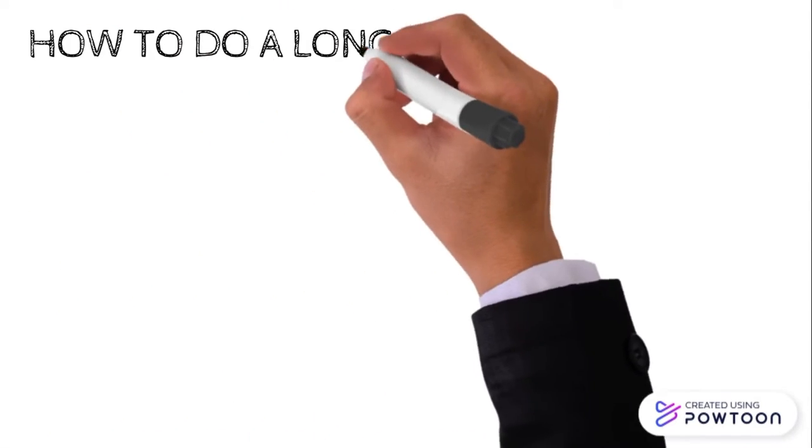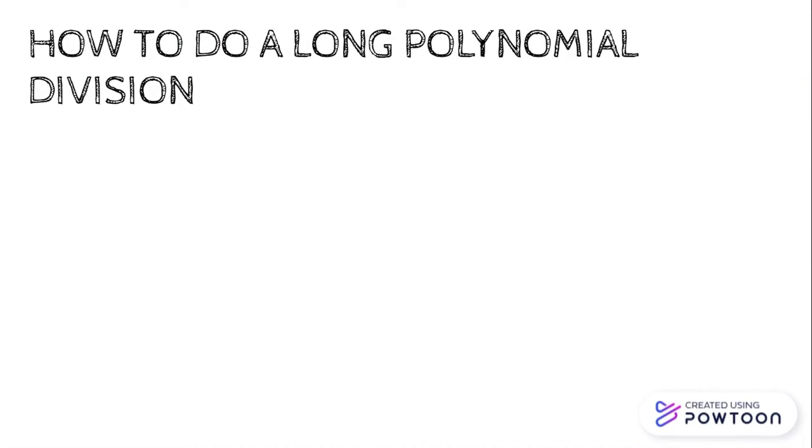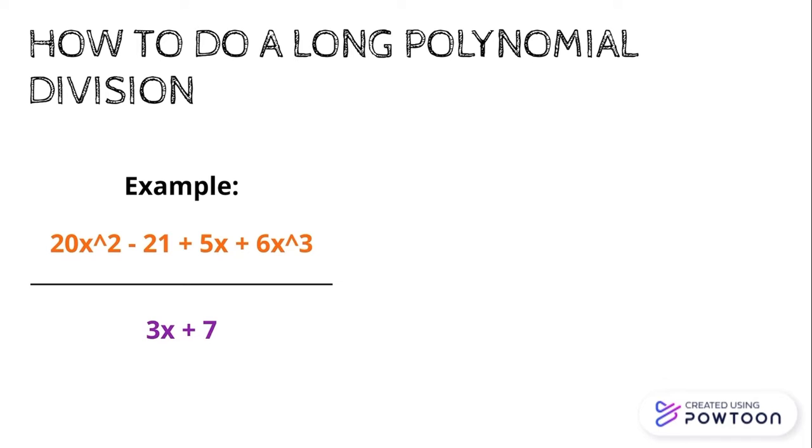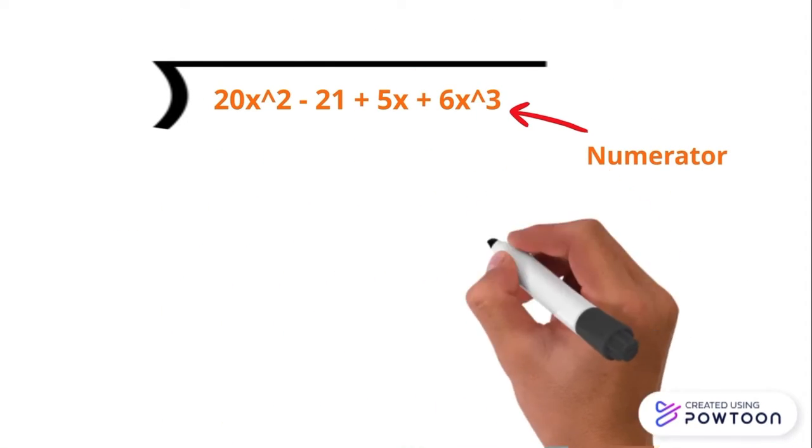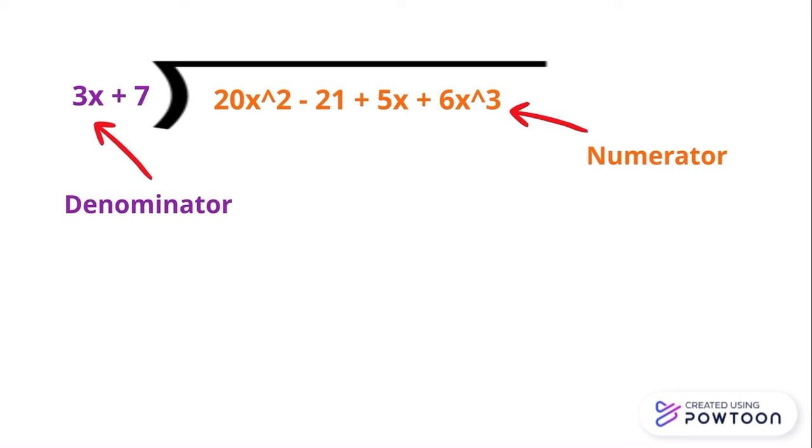I want to start explaining how to do a long polynomial division. As an example, I'm going to use 20x squared minus 21 plus 5x plus 6x to the power 3 divided by 3x plus 7. So we need to pass this to a long division sign, with the numerator inside the sign and the denominator outside the sign. We're going to follow some steps.